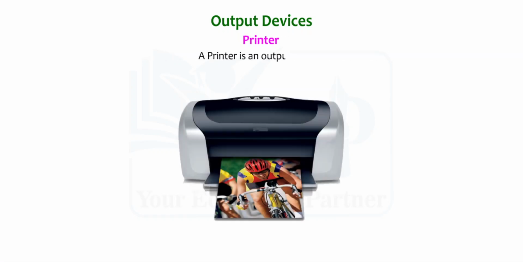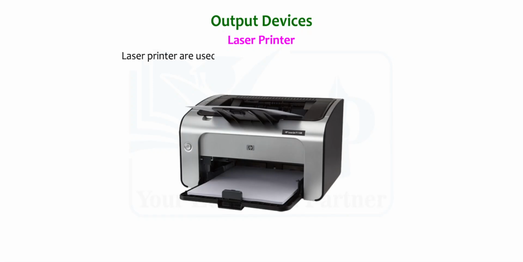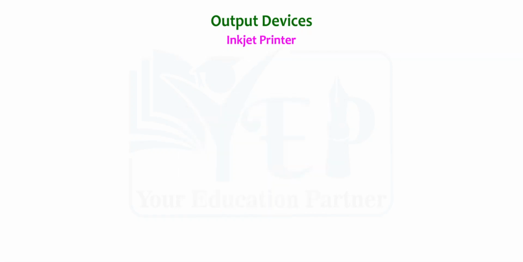Printer. A printer is an output device. It is used to print output on the paper. The output on the paper is called the hard copy. There are three types of printers. Laser printer. Laser printers are used to produce high-quality text and graphics. It uses a focused beam of light to transfer text and images onto the paper.